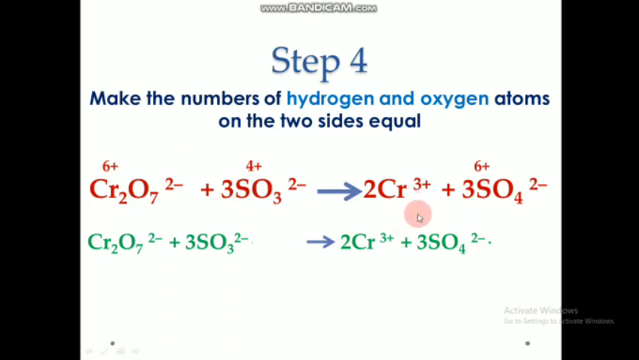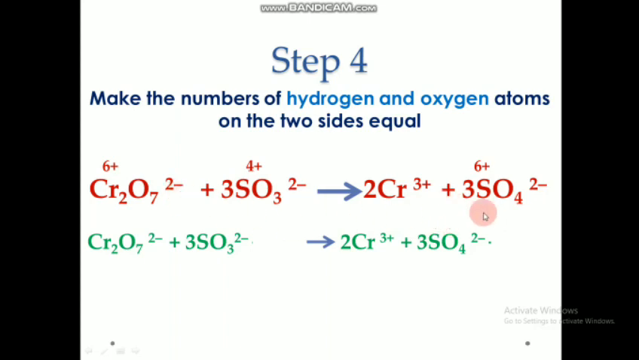So first we will be checking the number of oxygens. Here 7 oxygens are there and here 3 into 3 will become 9. 9 plus 7, 16 oxygens are there on this side. So how many oxygens are there on this side? 4 into 3, 12 oxygens. So here we have 12 oxygens and here we have 16 oxygens. Here we have a shortage of 4 oxygens compared to this side.